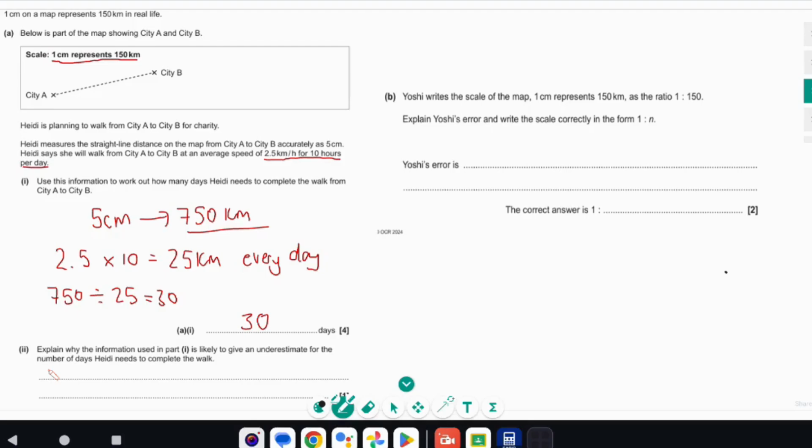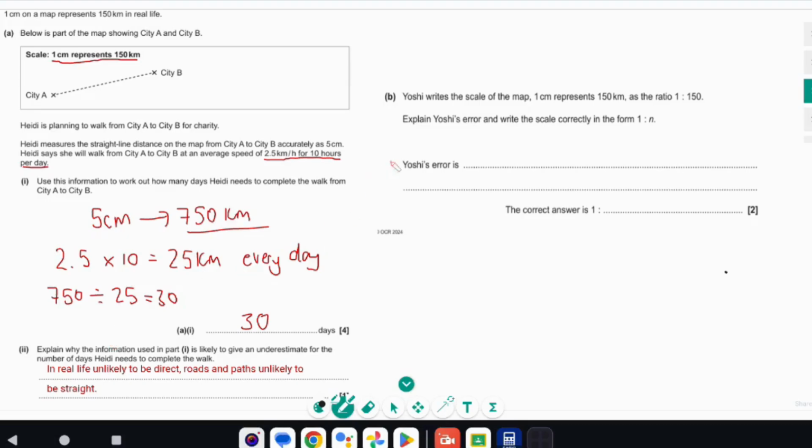So unlikely to be direct. So in real life, unlikely to be direct, roads and paths unlikely to be straight.